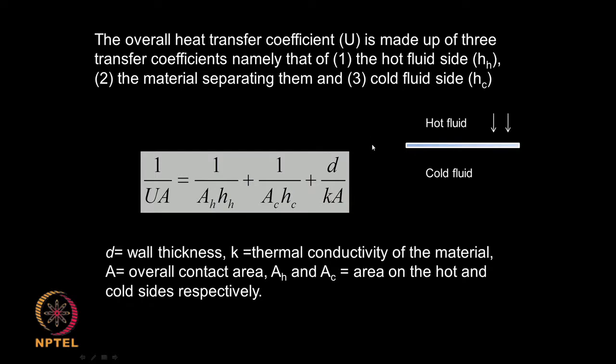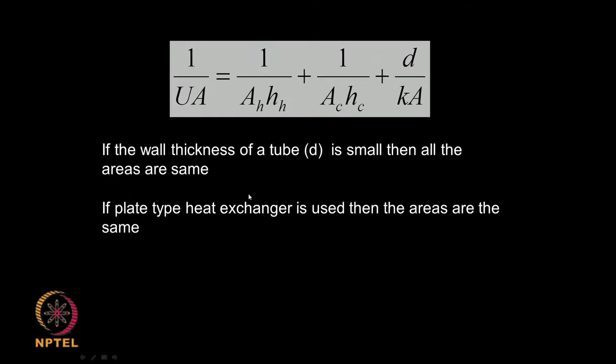Again, you might have read this equation long time back. So, this relates the overall heat transfer coefficient with the individual heat transfer coefficients. So, if the wall thickness of a tube is small, then all the areas will be equal. Okay. So, we have an equation of this form actually, a simple equation of this form.